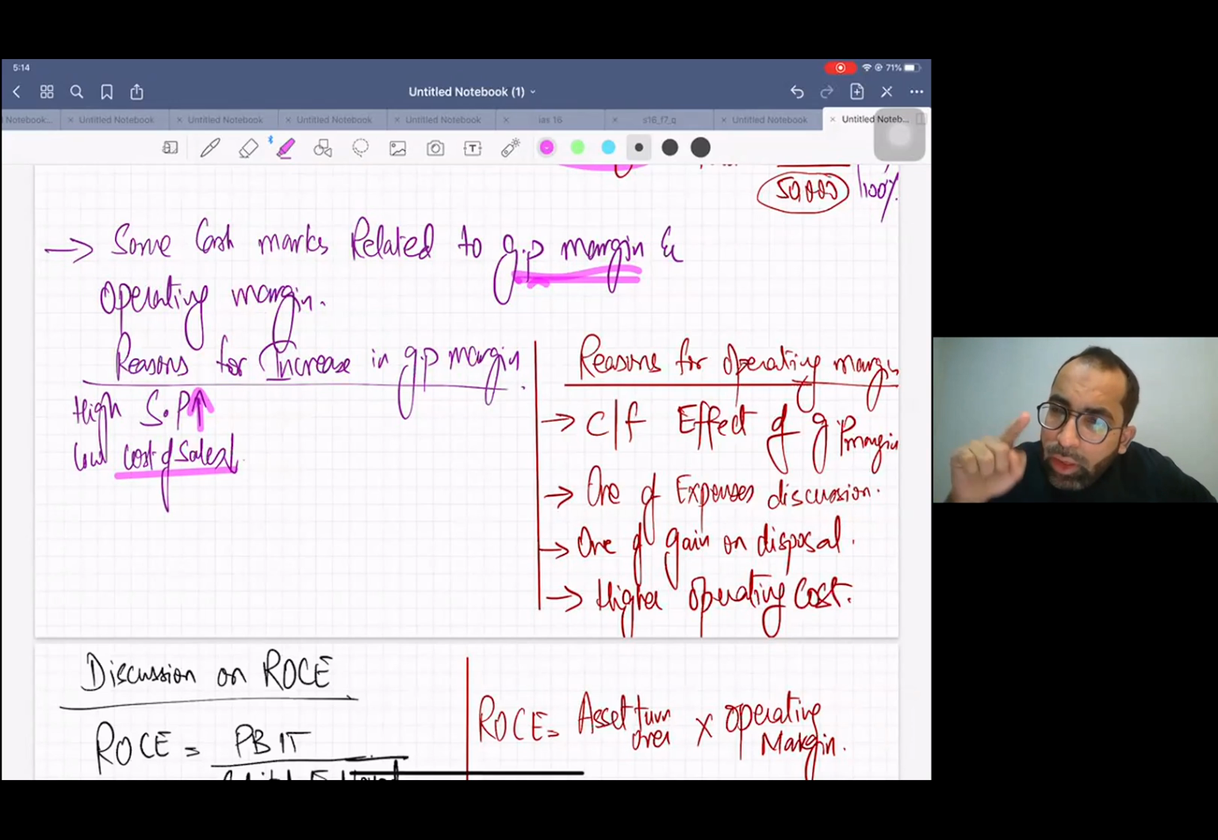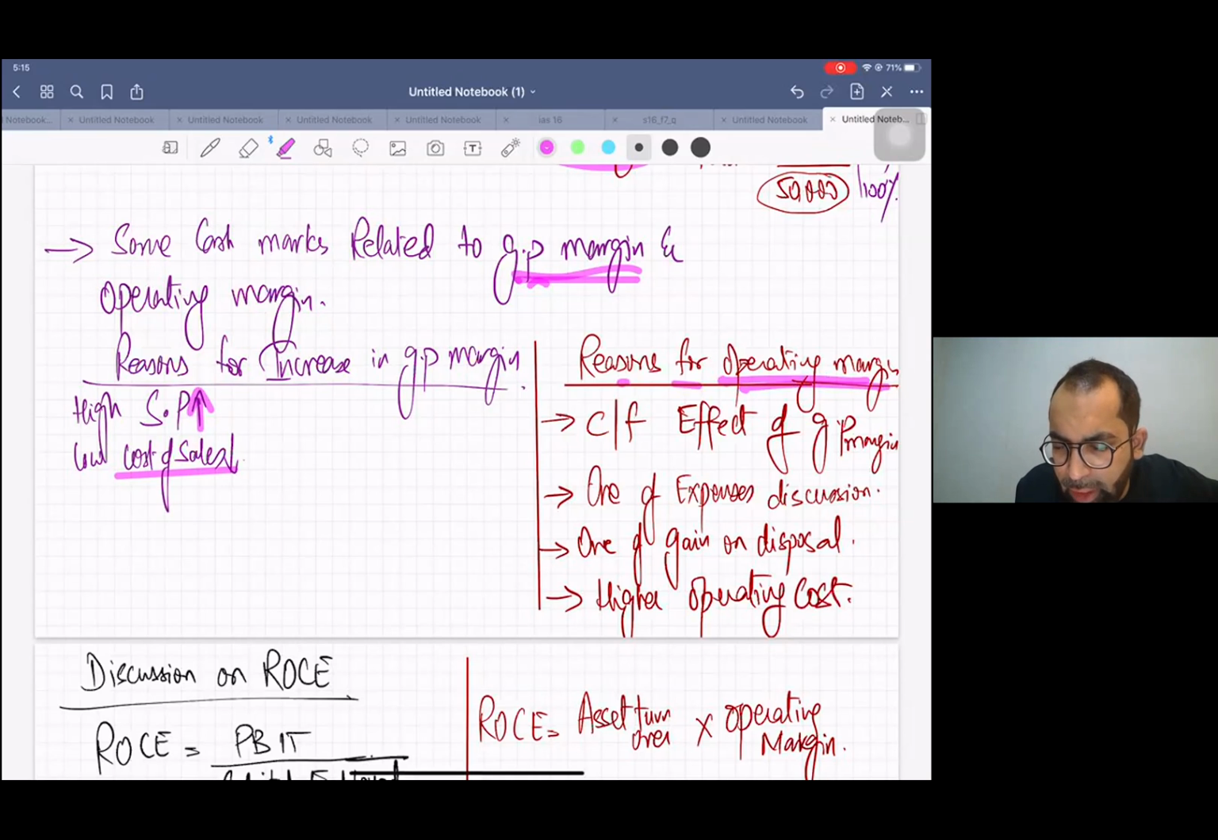Just these points are not enough, plus connection is also needed according to the question. Okay, now, reasons for operating margin, which is PBIT upon sales into 100.